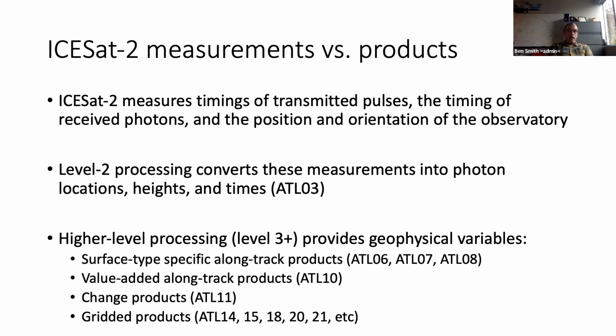So then there are also some value-added products. For example, ATL10 takes the ATL07 heights for sea ice and infers the freeboard of the sea ice. So it subtracts the elevation of the ocean from the elevation of the ice and tells you how high the ice is standing above the ocean. There's the change product, which is ATL11, which combines different land ice measurements into a time series of heights. And then there are gridded products. So 14, 15, 18, 20, 21, and I think the list is growing probably as we speak, all combine data from multiple tracks to produce a map view that you can actually map.